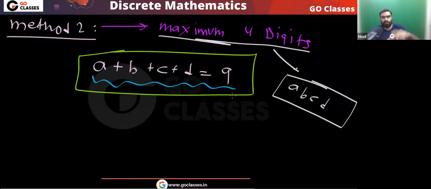Now you will be thinking, sir, this will cover 4-digit cases, but how will it cover 3-digit cases? How will it cover 2-digit cases? I am saying you directly do A plus B plus C plus D equal to 9. Now you are thinking how it will cover 3-digit and 2-digit cases. That is interesting here. See, what you can do, just make sure that everything is greater than equal to 0.